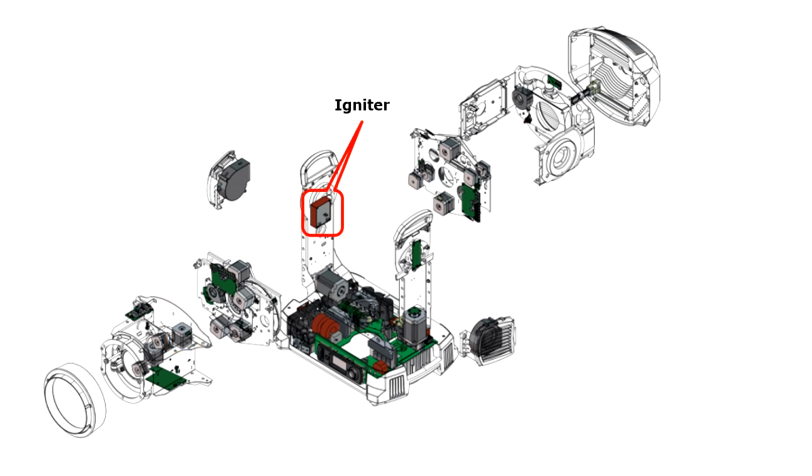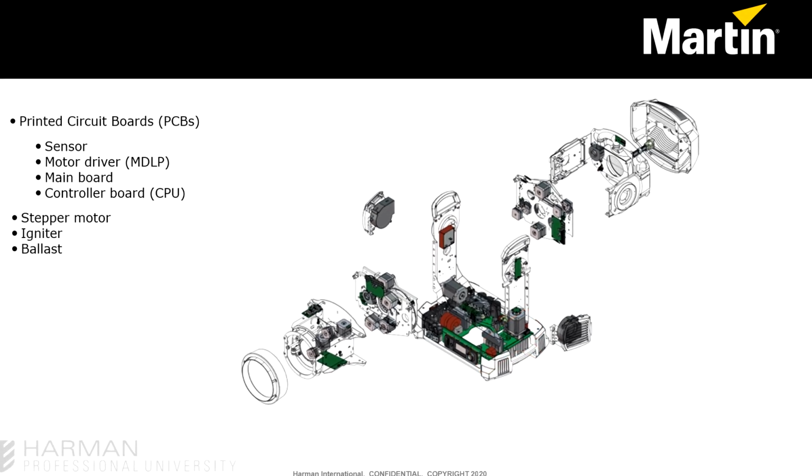The igniter is designed to provide the initial large strike the lamp needs to start, and the ballast is designed to keep a steady flow of voltage to the lamp.